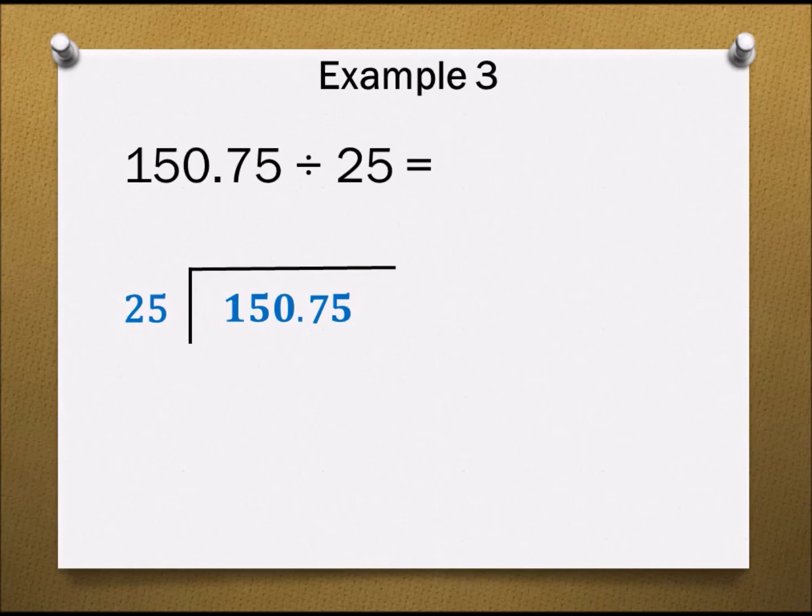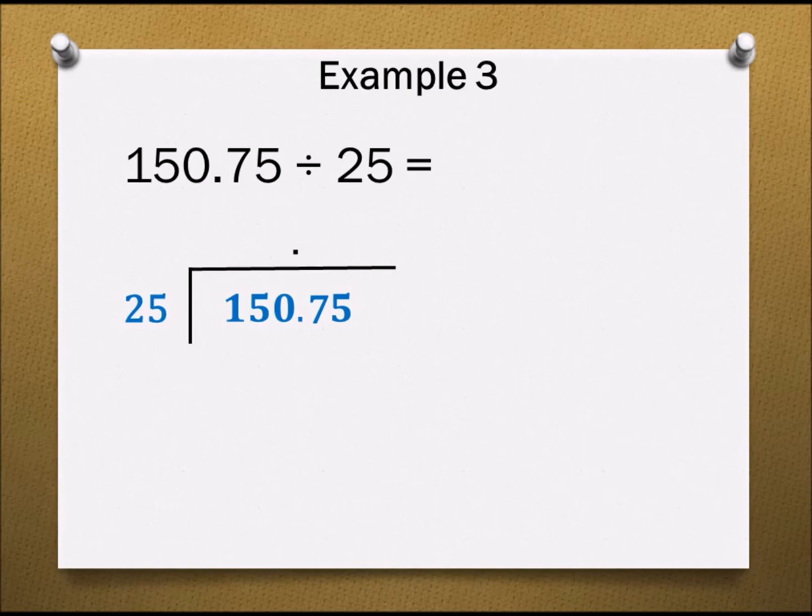So when we talk about decimals, make sure you always start off on the division by writing your decimal place. My decimal place is right there. It's going to match it up. So we're going to go through and do the same thing with what we did with the integers. So 25 does not go into 1. So we go on to the next number. 25 does not go into 15.